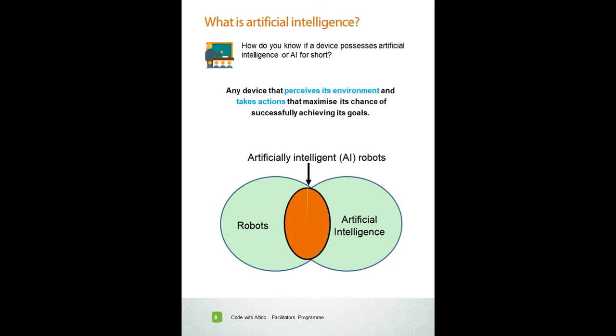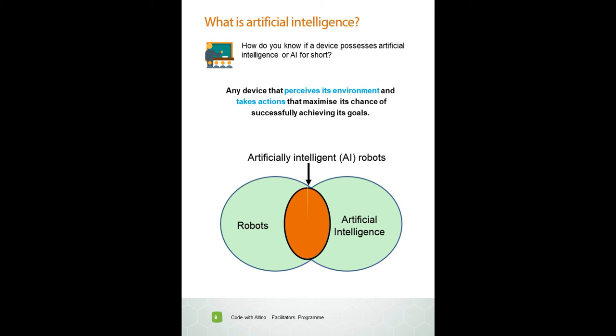So what is artificial intelligence? How do you know if a device possesses artificial intelligence or AI? So the definition, a useful definition in an educational context like this, is any device that perceives its environment and takes actions that maximise its chance of successfully achieving its goals.